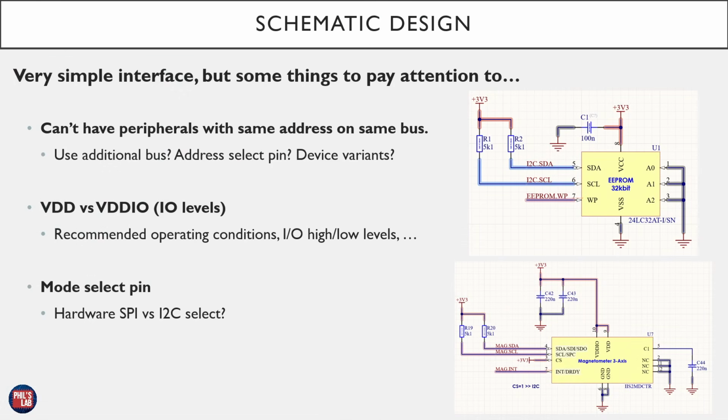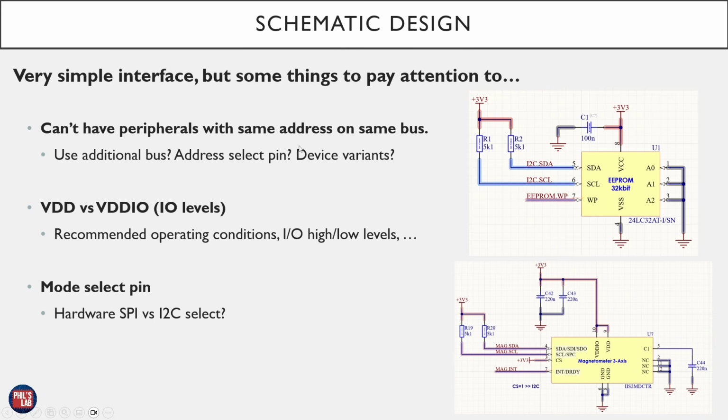Before we move on to PCB design, I'd like to show some schematic design or circuit design considerations when you're including I2C into one of your designs. As we saw, it's a very, very straightforward, simple interface, but there are a few things you should pay attention to, especially if you haven't done this before. The first thing being, as we just saw also with the multiplexer, is that we can't have peripherals with the same address on the same bus.